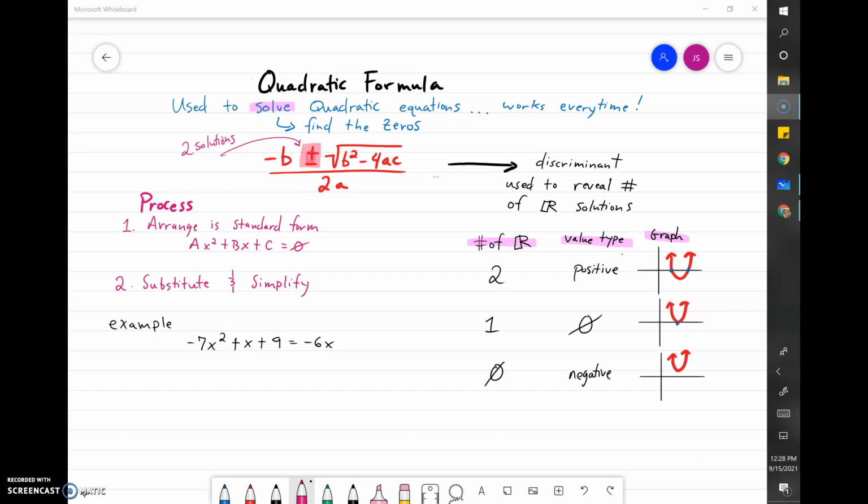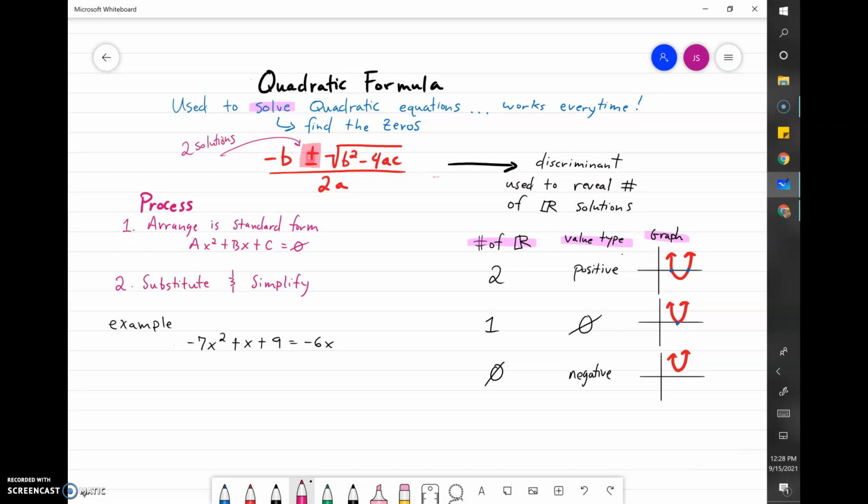The process is pretty simple. First, you want to arrange the quadratic in standard form, so you want ax squared plus bx plus c equals 0. And then we're going to substitute the a, b, and c values in for their respective places in this formula, and we're going to simplify. Let's go ahead and get into today's example.